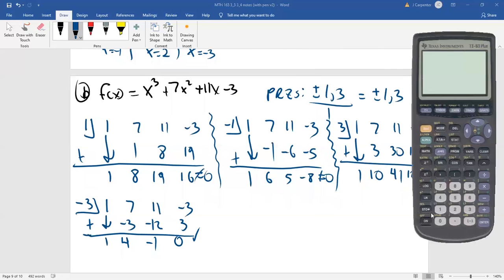Maybe you said, Mr. Beckner, I'm not going to do all those failed attempts. I'm just going to go to my calculator like you taught me, and I go x to the third plus 7x squared plus 11x minus 3. And then I hit my graph.